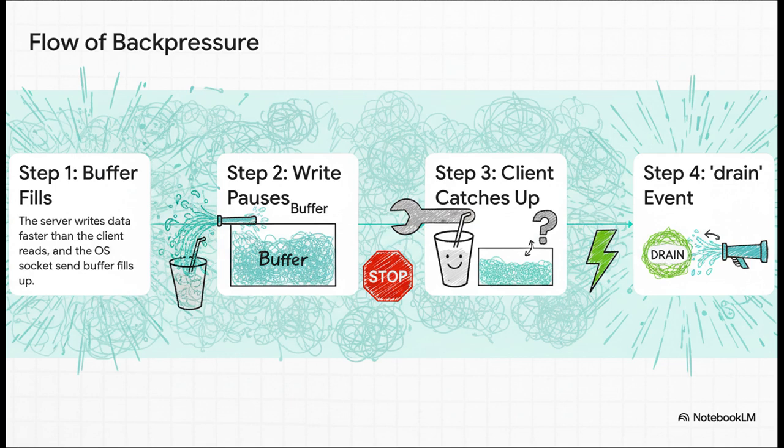When the server starts sending data way faster than the client can handle it, all the buffers start to fill up. When that happens, the res.write function will actually return false. That's a signal. It's Node screaming, whoa, hit the brakes. Your code should then pause sending data until it gets a special drain event, which is Node's way of saying, okay, the coast is clear, the client caught up, you can start the fire hose again.